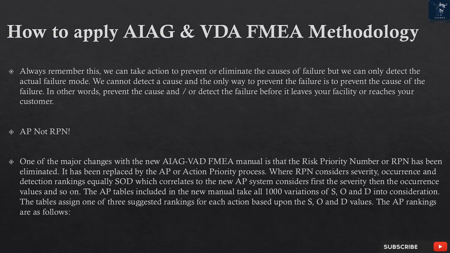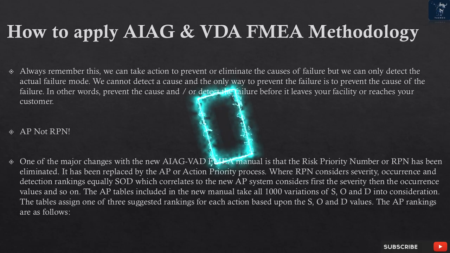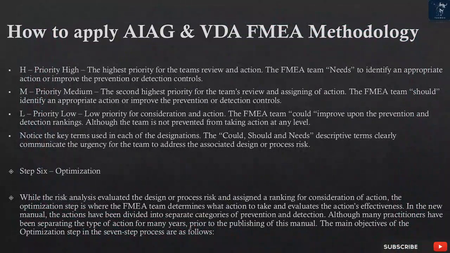The tables assign one of 3 suggested rankings for each action based upon the S, O and D values. The AP rankings are as follows. H. Priority high, the highest priority for the team's review and action. The FMEA team needs to identify an appropriate action or improve the prevention or detection controls.